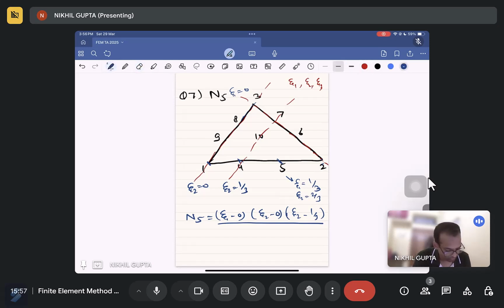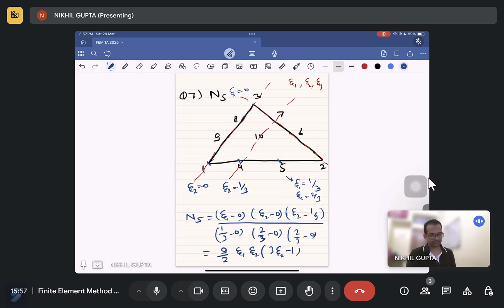Now you have to compute this by putting in this. This is 1 by 3 minus 0. 2 by 3 minus 0. This is 2 by 3 minus 0. So when you solve this, you will get 9 by 2 xi 1, xi 2, and 3 xi 2 minus 1. So this is a different way of approaching the problem.